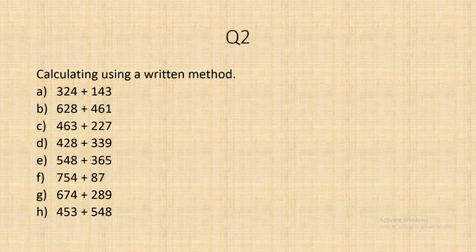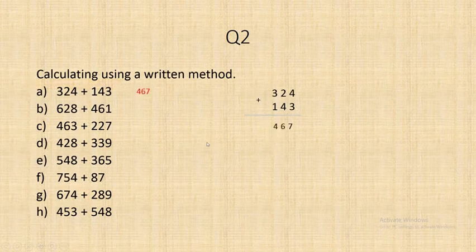Here, question number 2, calculate using a written method. So pause the video for 5 minutes and get back to me again. Okay, so here I have 324 plus 143. The written method is just like that. I prefer to write it down in column method. So here I will add 4 plus 3, so it's going to be equal to 7. After that, 2 plus 4 equals 6, and 3 plus 1 equals 4. It's very easy. Okay, so the answer is 467.